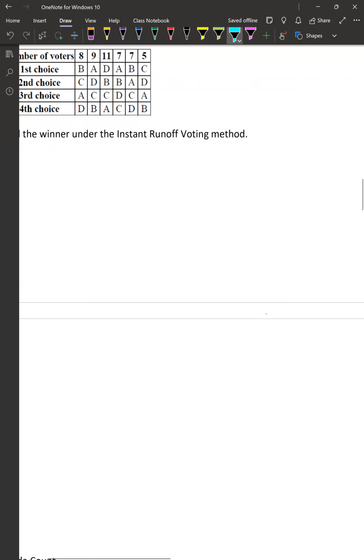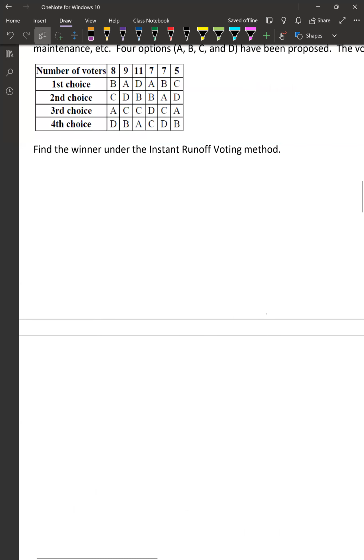So I'm going to zoom in a little bit here to this preference schedule. If we add these all up, the total is 8 plus 9 plus 11 plus 7 plus 7 plus 5. I get 47. Let me double check. 8 plus 9 plus 11 plus 7. Okay. So that's 47 total votes. Good to know.